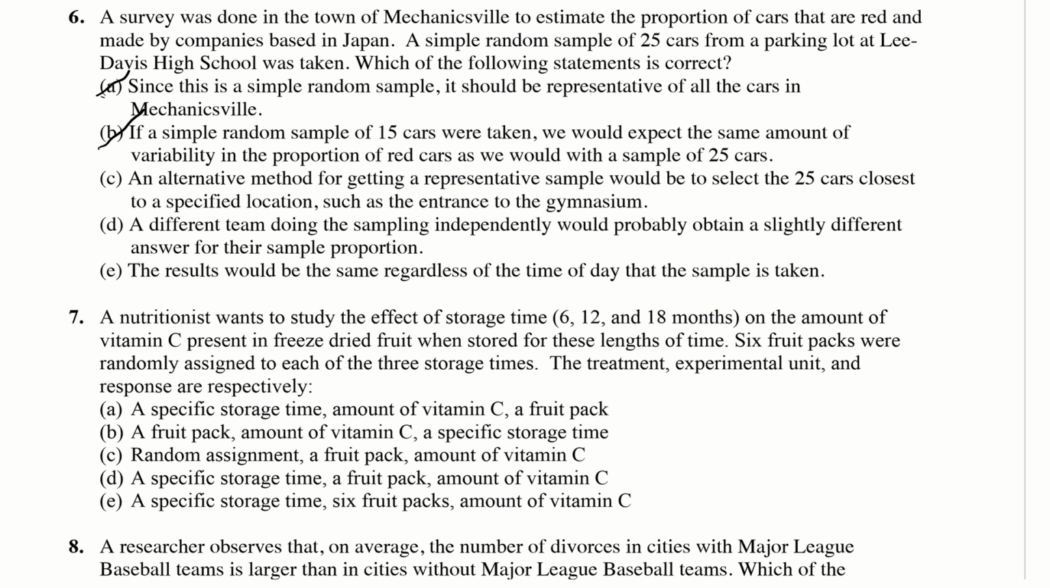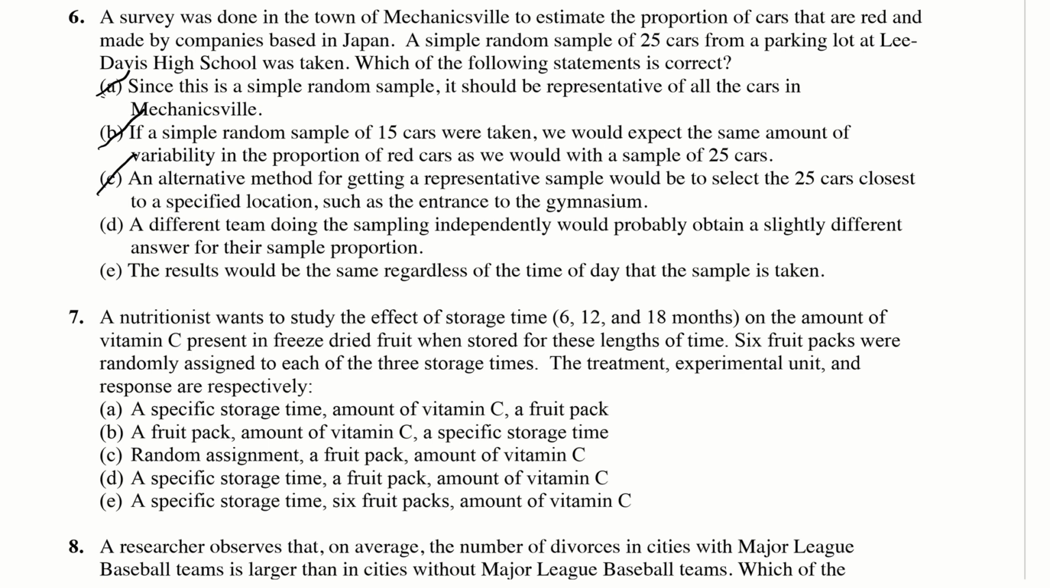An alternative method for getting a representative sample would be to select the 25 cars closest to a specified location, such as the entrance to the gymnasium. No, that would actually be not representative because you're getting them close to a specific location. So that's a biased selection, right? So that's almost like a convenience sample where you're just picking the cars close to an area. So no.